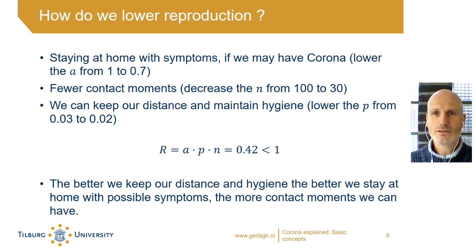If we take all those measures at the same time, we can lower the R from 3 to less than half. This means that the carrier transmits less than one new infection. COVID-19 then diminishes instead of spreading. The formula also reveals how measures work together. The better we try to keep our distance, the better we stay at home with symptoms, the more people we can meet when we have no symptoms.